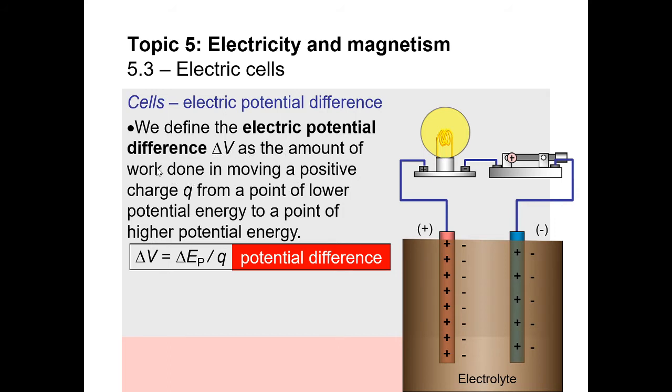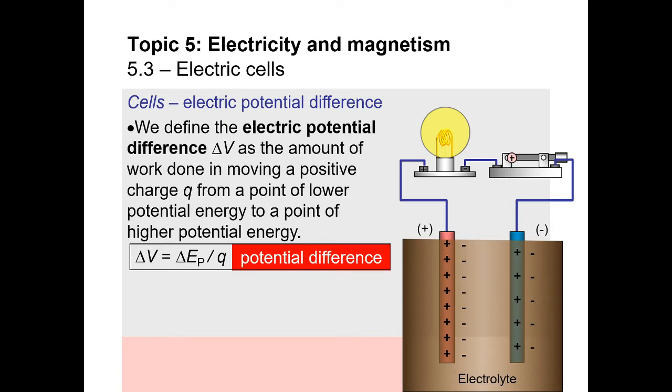So this is the amount of work done in moving a positive charge Q from a point of lower potential energy to a point of higher potential energy. This is the formula that is not in your data booklets, but we're still going to be using. So please remember this. So delta V is equal to delta EP over Q.